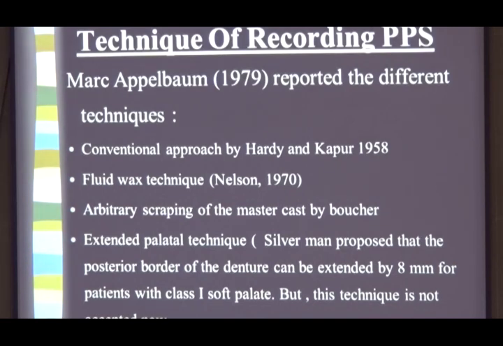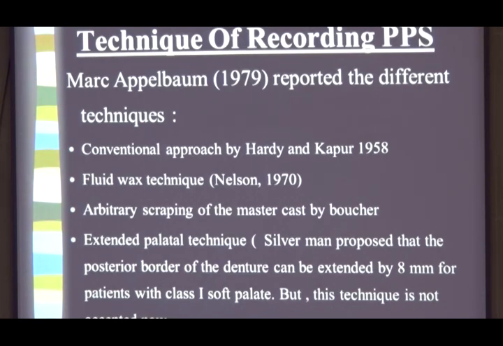What is the conventional approach? The conventional approach is what we have described till now. You locate the posterior vibrating line area and the anterior vibrating line area, and mark that in the patient. You transfer that to the impression and then to your cast. So the extent of the posterior palatal seal is correctly determined from the patient to the cast, but the depth is not determined exactly. You are going to scrape it after that. Whereas in the fluid wax technique, the depth will also be correctly recorded.